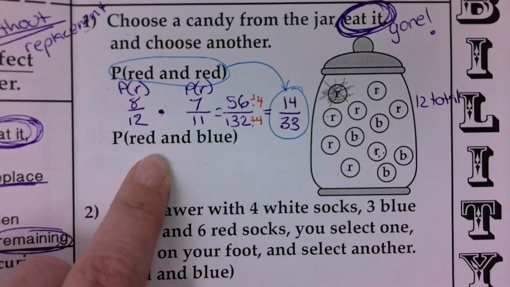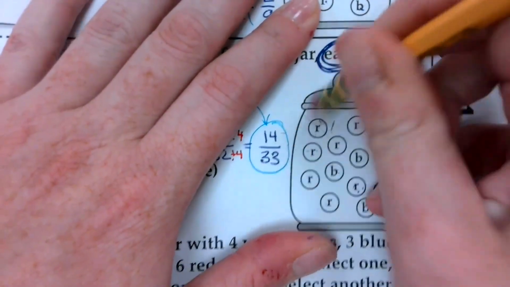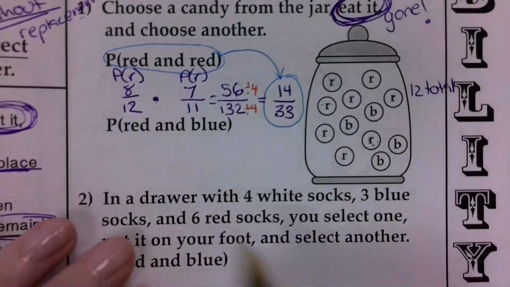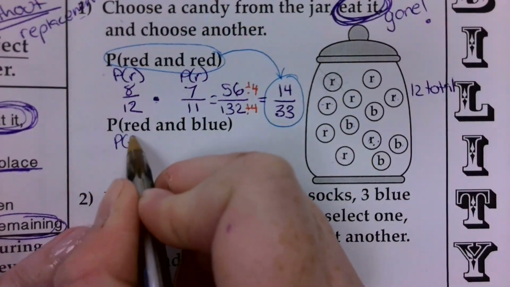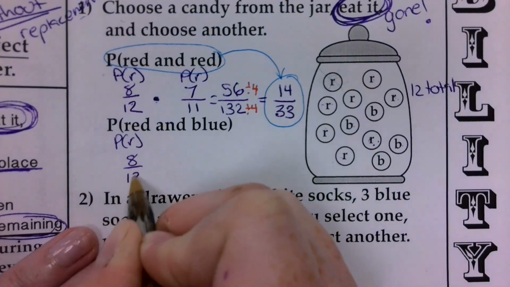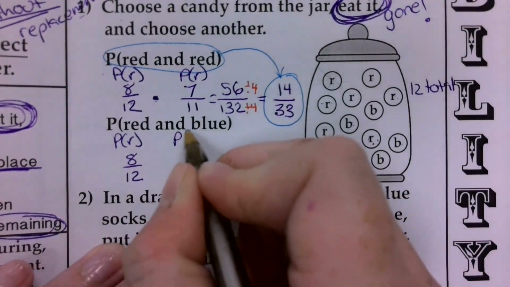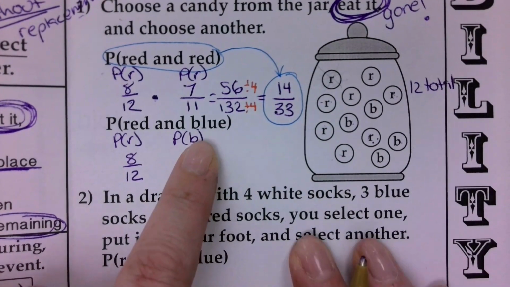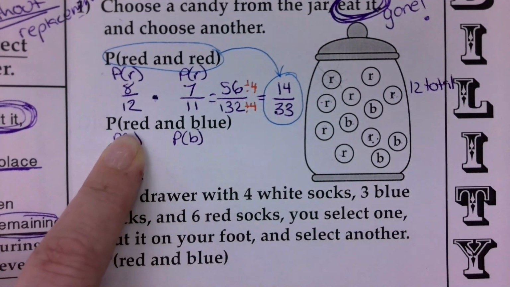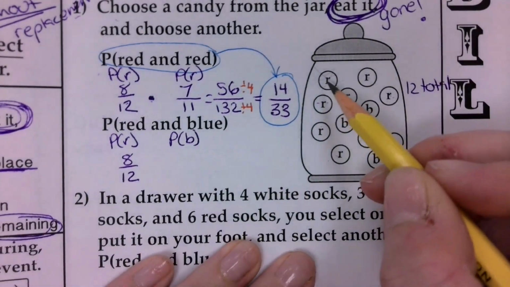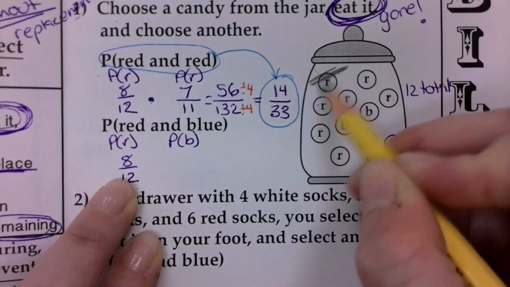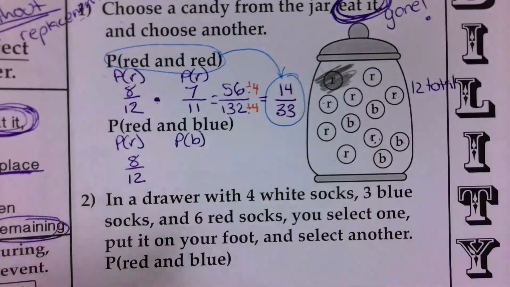All right, we're entering a new situation. So we need to erase our red because we don't know if we ate it yet. We're back to all the candies in the jar. This says the probability of red. We already know the probability of red is 8/12. Then we want to know what's the probability of blue after I ate a red? So I'll just use the same red. Let's say I picked this red in my first try. So I ate it. It's gone. It's out of the jar.